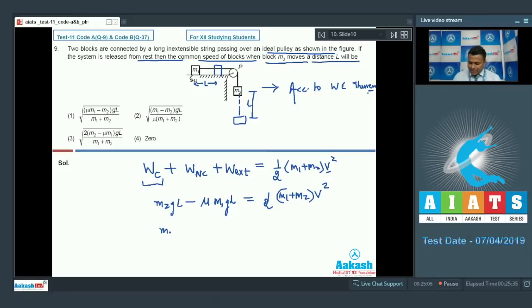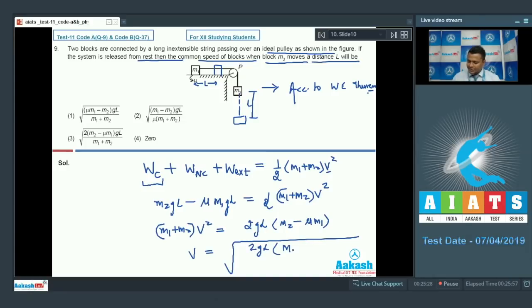Now we have got (m1 plus m2) v square equals 2gL, taking common (m2 minus mu m1). Therefore the value of v which we have got is under root of 2gL within bracket (m2 minus mu m1) divided by (m1 plus m2). So this is the final expression for common speed we have got, and we can say that option number 3 is absolutely correct. So we can go with option number 3.